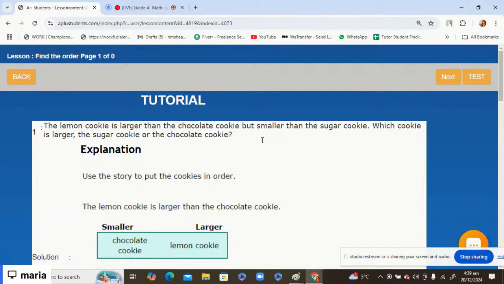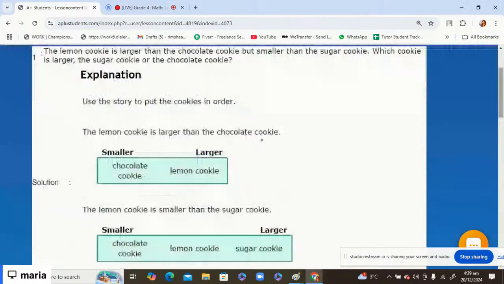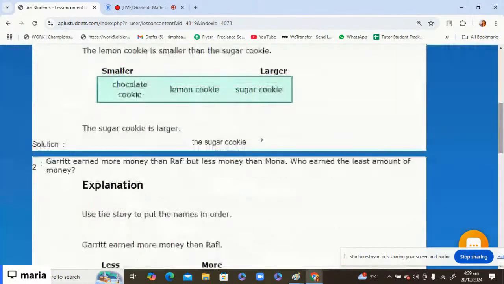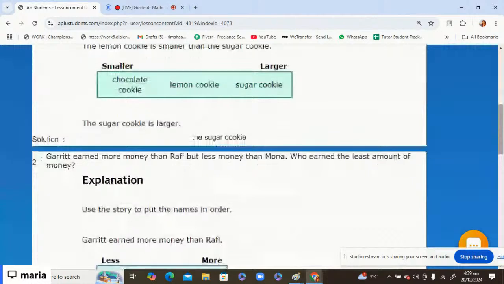Look here. The lemon cookie is larger than the chocolate but smaller than sugar. It means that the lemon is in the middle. It's larger than chocolate on one side and lower than sugar on the other. Sugar is the greatest, chocolate is the least, and lemon is in the middle. So the sugar cookie is larger than both. Okay.